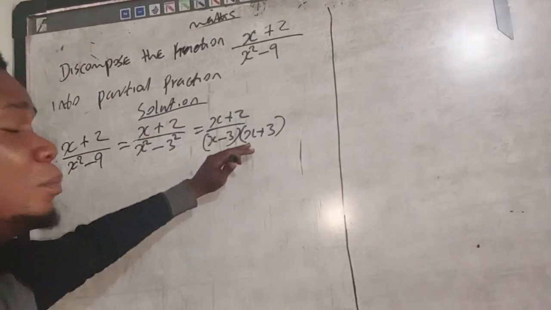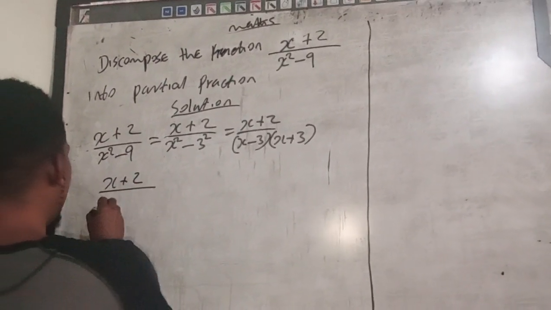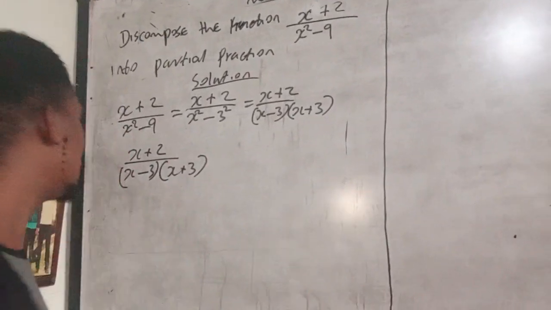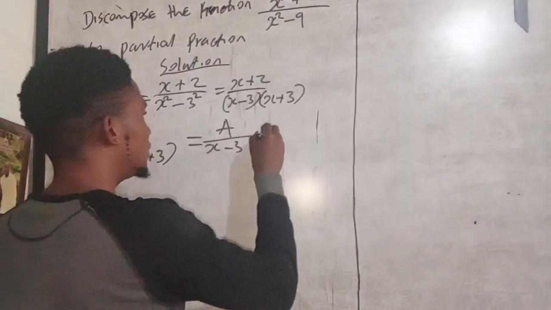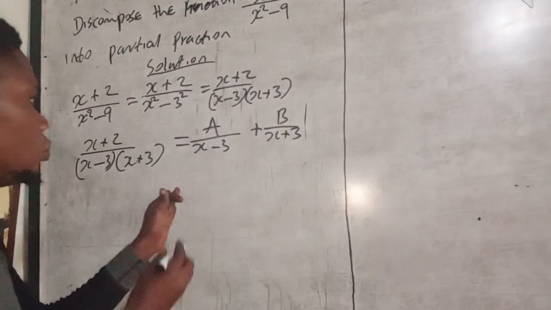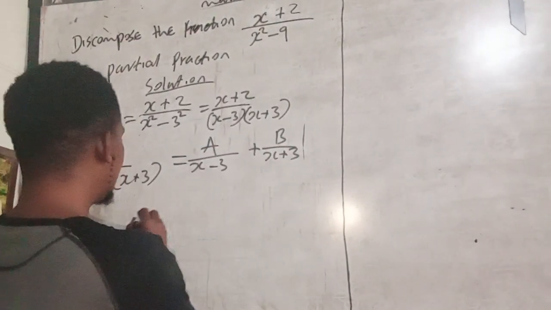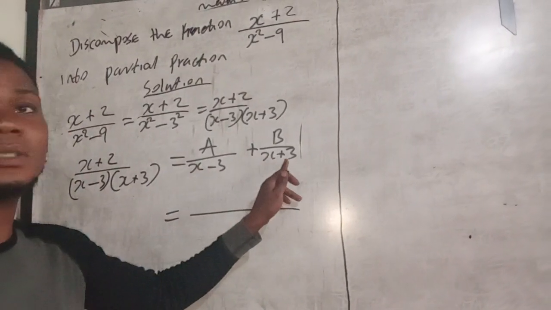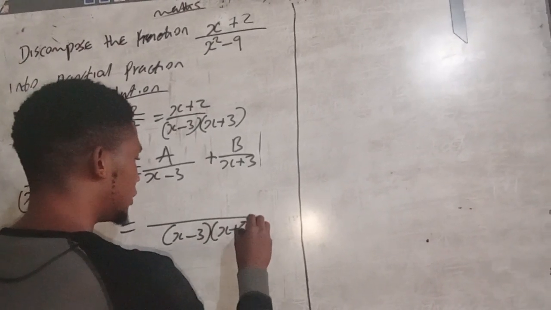Now in this case, you are going to bring this into partial fractions. We have x plus 2 all over x minus 3 times x plus 3, which will be equal to A all over x minus 3 plus B all over x plus 3. What we are now going to do is add these, to look for the value of A and B. This will be equal to the LCM of x minus 3 and x plus 3, which will give x minus 3 and x plus 3.